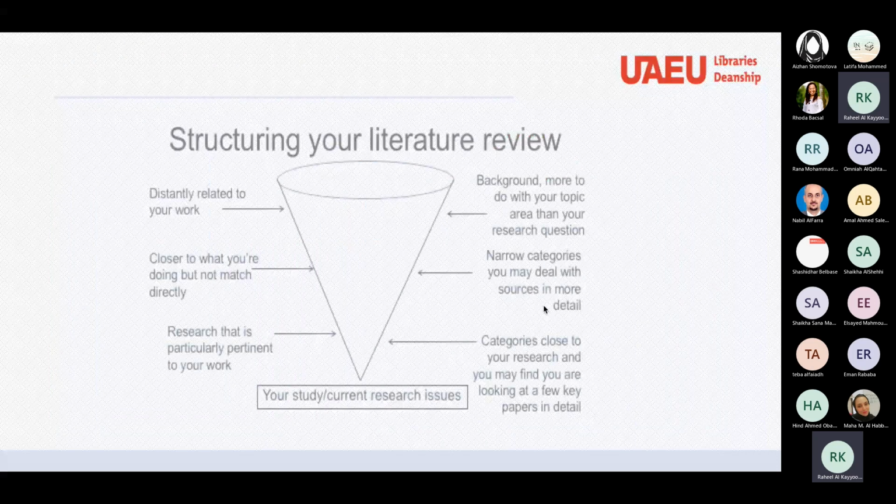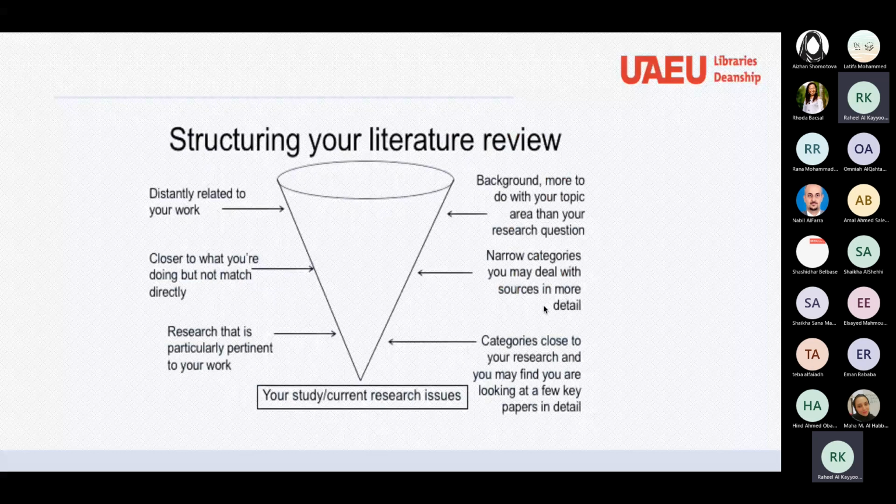If we look to this figure, how to structure your literature review. Actually, the literature review starts from up here, background. Background has more to do with your topic area than your research questions. So the background gives an overview of your topic, but doesn't answer your research questions. And then you will narrow your literature review. So narrow and categorize, you may deal with sources in more detail. So you will be closer to what you are doing, but not match directly to your research questions or research theory.